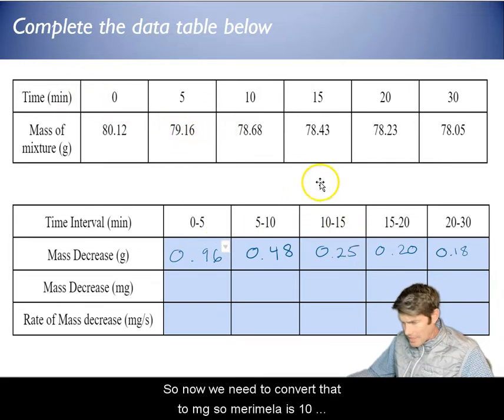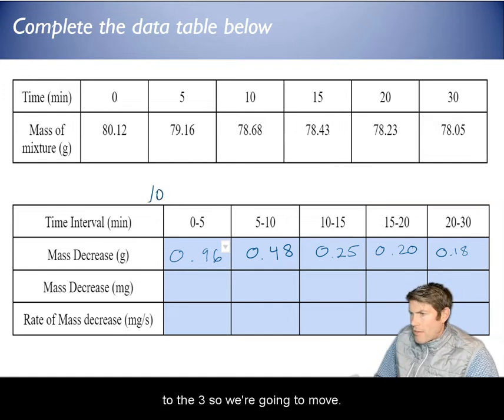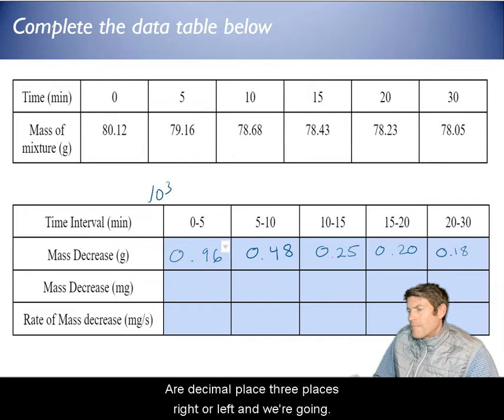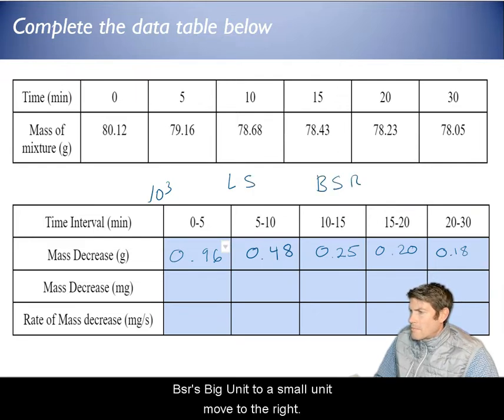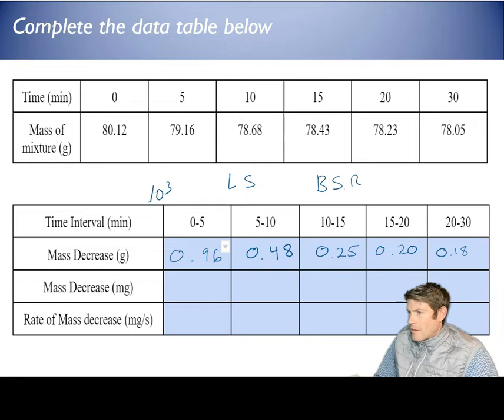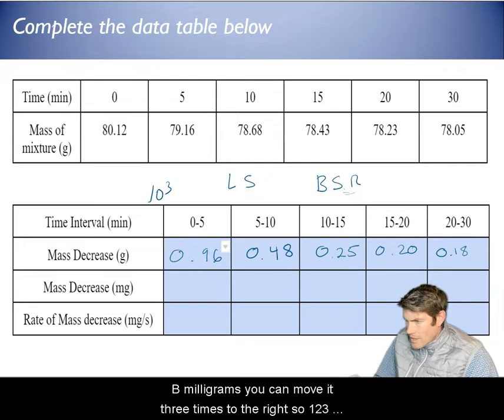So now we need to convert that to milligrams. So milli is 10 to the 3. So we're going to move our decimal place 3 places, and we're going from a large unit to a smaller unit. Remember, big unit to smaller unit, move to the right. So here we have the bigger unit being the gram, smaller unit being milligrams. We're going to move it 3 times to the right.